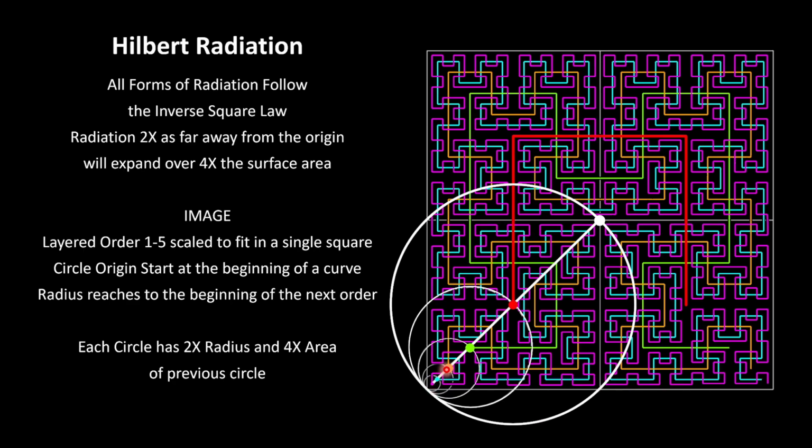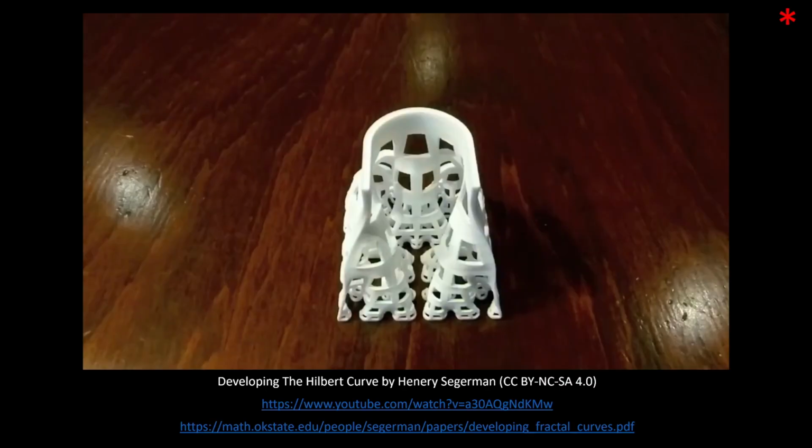The radius of each circle is twice as large as the previous, which means the surface area of each circle is 4 times the previous. This next video, provided by Henry Segerman, illustrates the developed Hilbert curve.